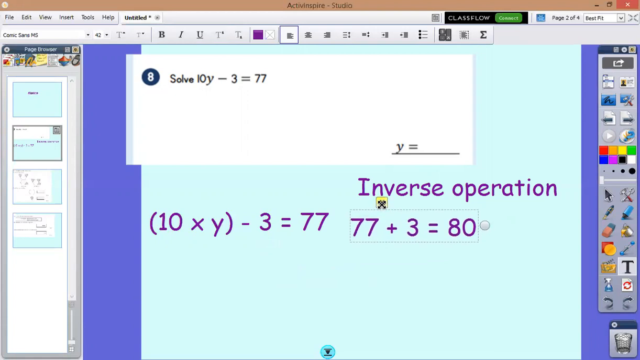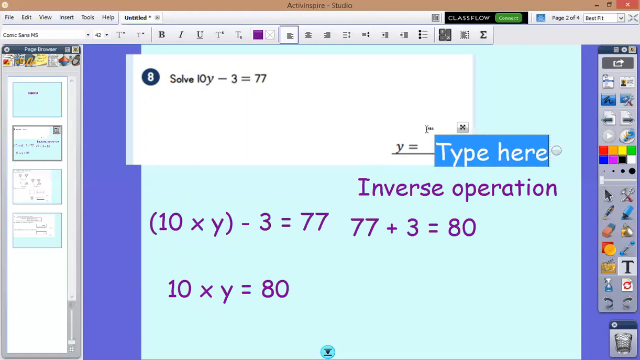So now my 10 times y equals 80. Now in this one, because I've got times y, I've got to do divide by 10, but actually 10 times something equals 80. We all know our 10 times table, so y would equal 8. Perfect.